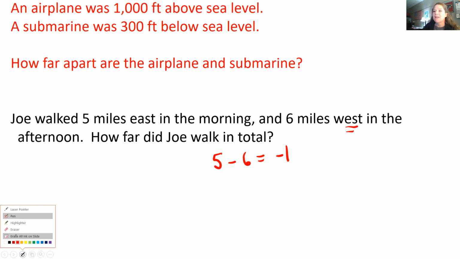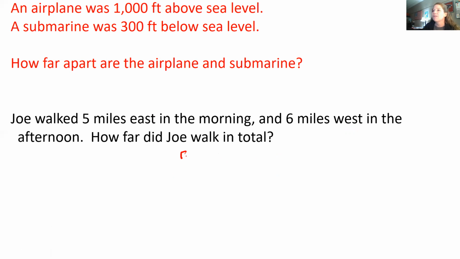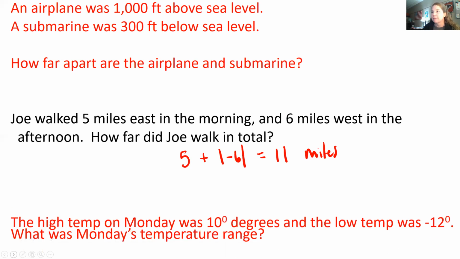So basically you would have to find the absolute value of those numbers and say, okay, if he went 5 miles, plus if he turned around and went the other direction, well, we know distance is a positive number. So Joe actually went a total of 11 miles. Even though turning in the other direction normally is a negative number, to figure out how much he walked in total, you would never say he walked -1 miles. We don't say that.